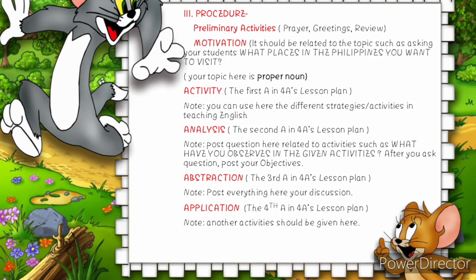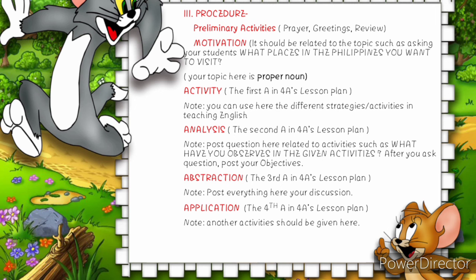The third A is abstraction. This is the content of your discussion. Like for example, if your topic is proper and common noun, everything under proper and common noun, you put the definition and its examples. Then the fourth A is application. The teacher can give another activity regarding proper and common noun. Like for example, the students will be grouped into 2, and then they would justify the significance of the proper and common noun in making a sentence.